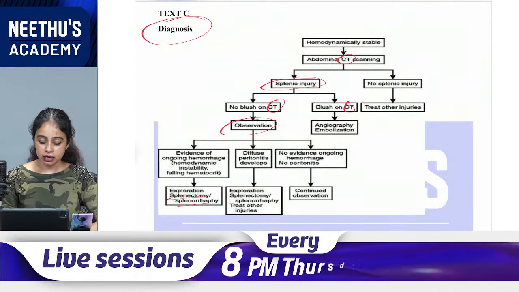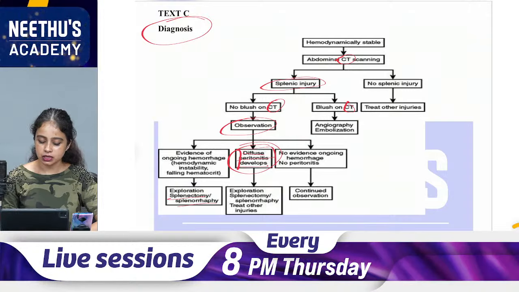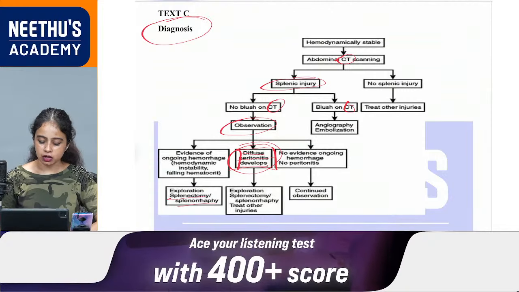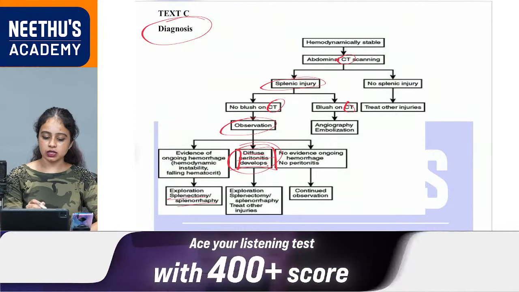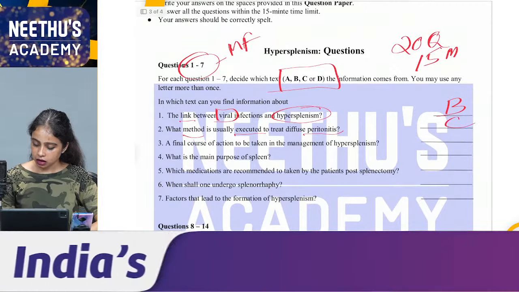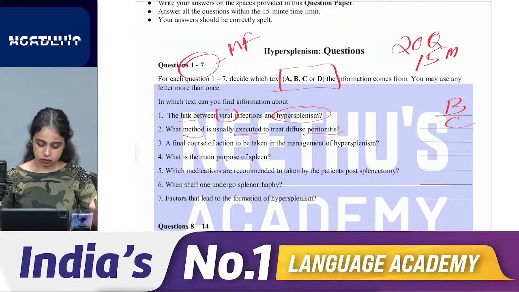See, diffuse peritonitis develops. So here come the keywords from the question. So what method are we doing? You can do splenectomy. So that is from text C. So we just need text C. Then the third one. JC, very good.